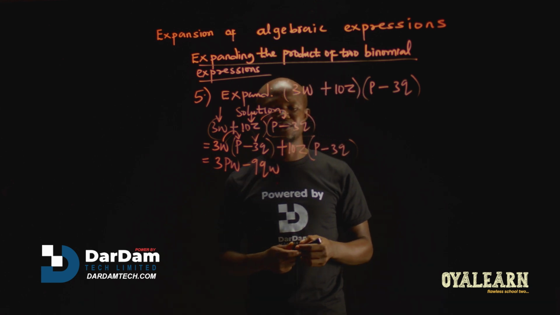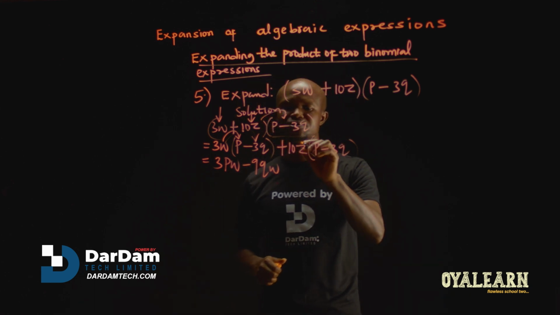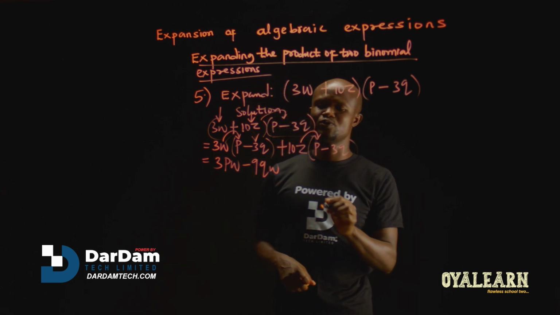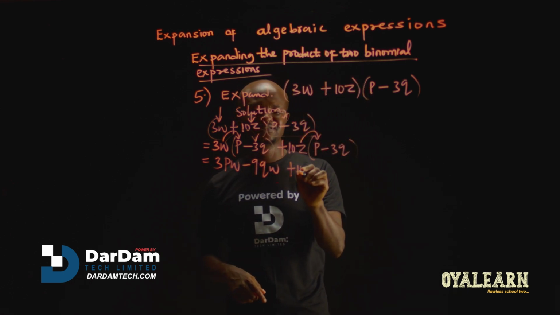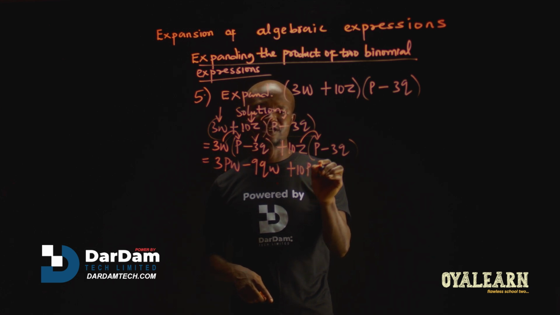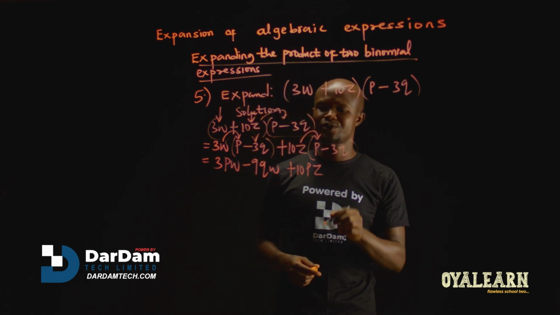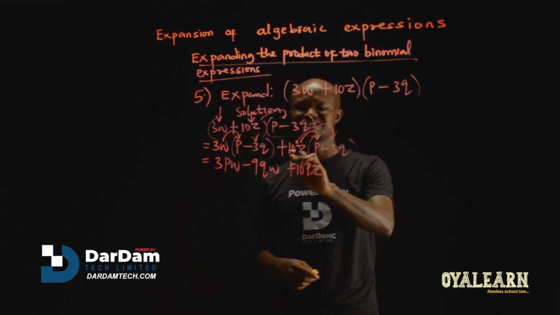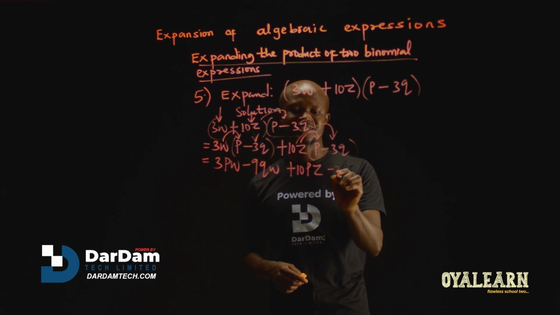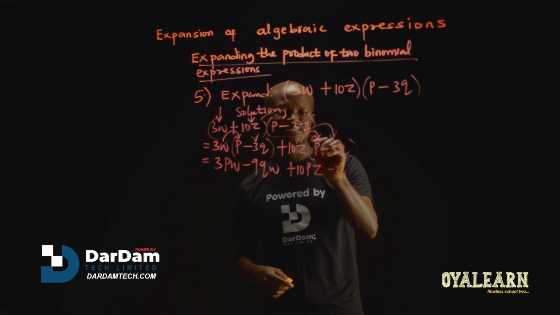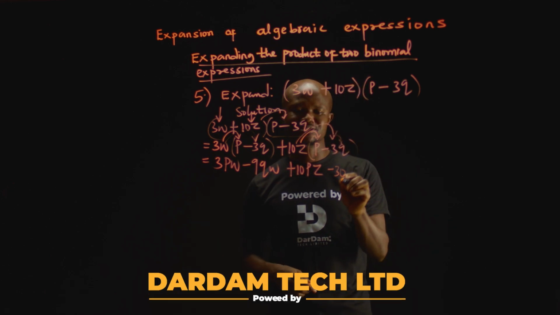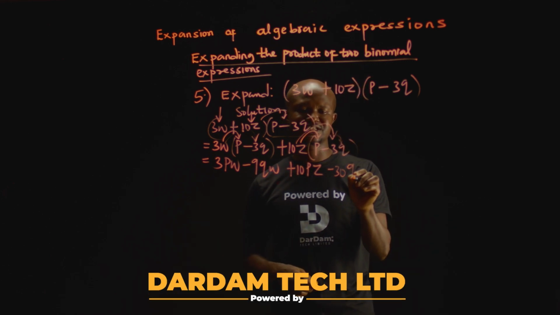Now, the next thing for us to do is to use 10Z to multiply P. 10Z times P, what do we have? We have 10PZ. Now, we use that same 10Z to multiply minus 3Q. So 10 times minus 3, we have minus 30. So Z times Q, we have ZQ or QZ. So we have here minus 30QZ.